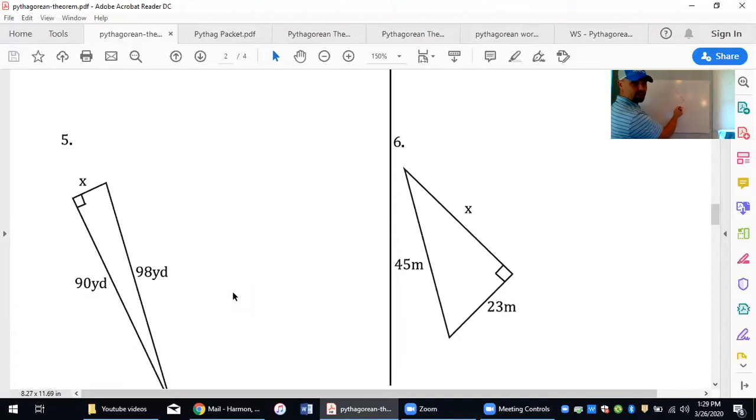This one's a little bit slanted this way. There's the right angle. 23 meters, 45 meters. They're calling that x. That's what we're trying to find.